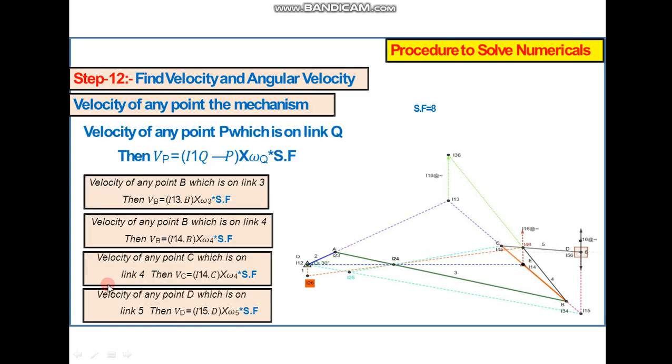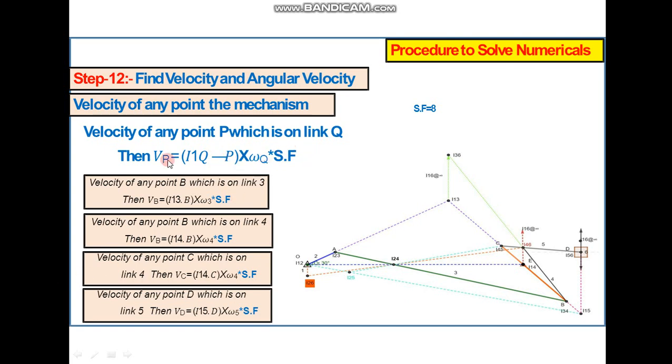Next, the last one is to find out velocity. Very simple formula. If I am finding velocity of any point P on link Q whose angular velocity is known, then the formula is velocity of point P is equal to the distance from the ICR of that link with respect to the reference link up to the point P, multiplied by angular velocity into scale factor. It's very simple. Vp is equal to the distance between the ICR of P with respect to the reference line up to the point P into angular velocity into scale factor.